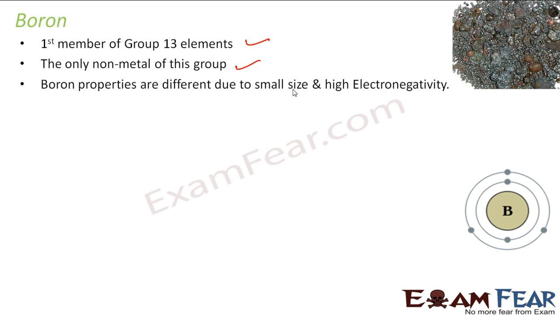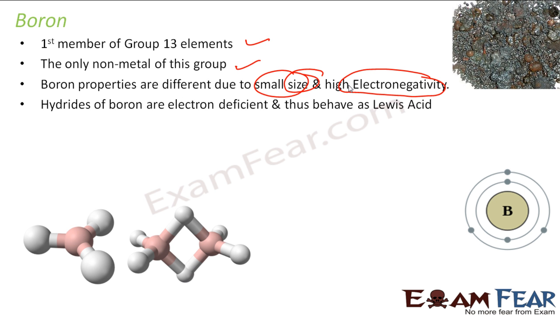Boron's properties are different as compared to other elements in the group 13 elements because of its small size and high electronegativity, and this is true for all groups. The head elements are different from the remaining elements in the group. Similarly, boron also has different properties when you compare boron with aluminum, right? But it has a diagonal relationship with silicon.